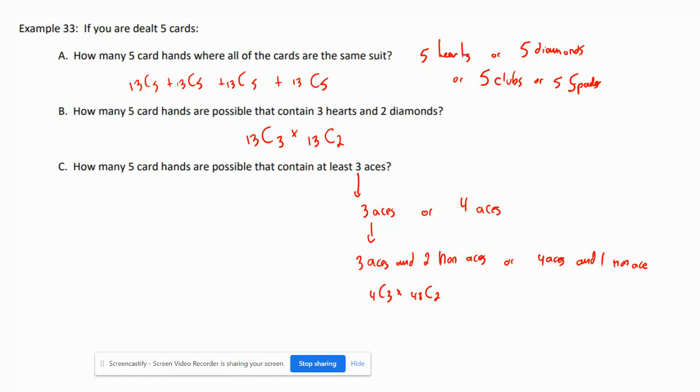So it's 4 choose 3 times 48 choose 2, plus 4 choose 4. So out of the 4 aces, I want all 4 of them, times 48 choose 1. So this over here is going to give you the answer. Again, guys, make sure you do this in your calculator: 4 choose 3 times 48 choose 2 plus 4 choose 4 times 48 choose 1.